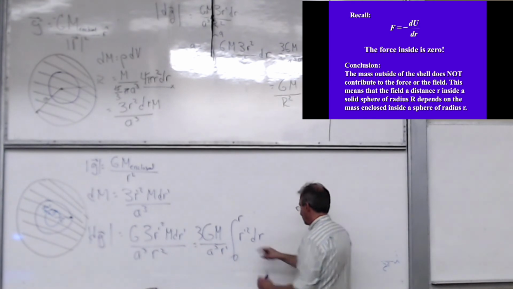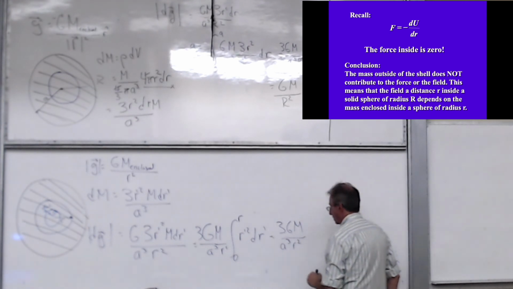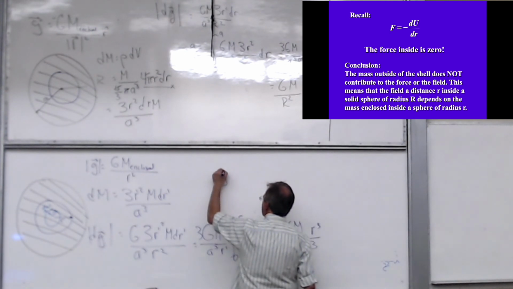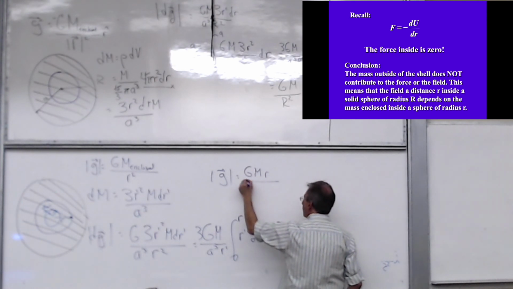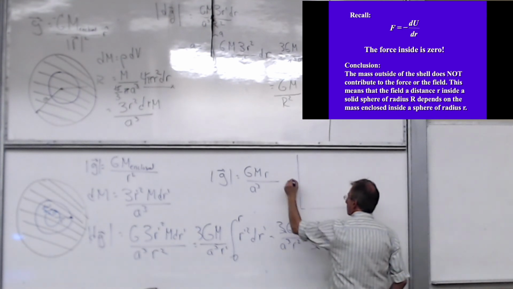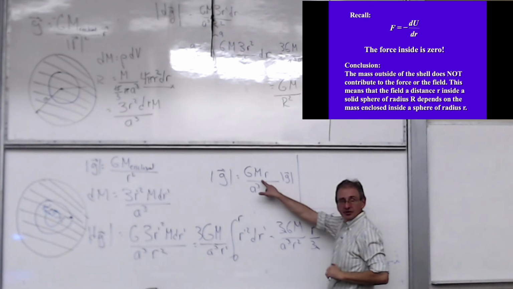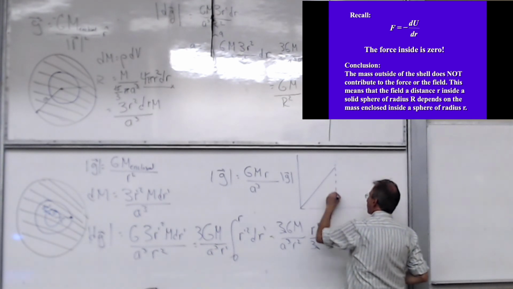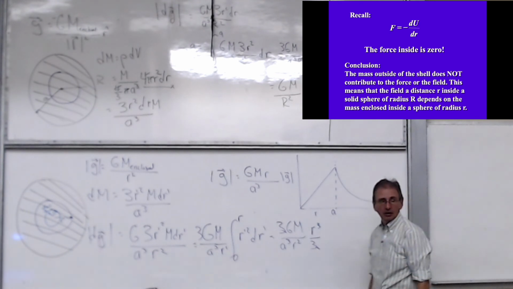This becomes what? Dr prime over 2? Yes. So I get r cubed over 3, right? And so this becomes G M r over a cubed. So if you plotted g as a function of r, what's this dependence? It depends linearly on r, right? Once you're at the surface, once you go beyond the surface, it goes as 1 over r squared.